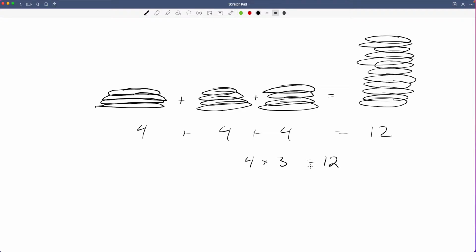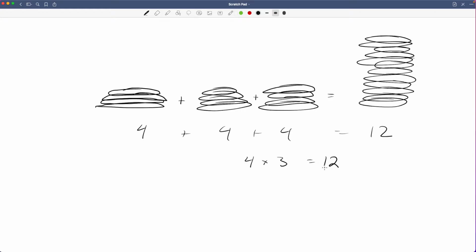The first factor is the number in each equal group, which is 4: 1, 2, 3, 4. And the second factor is the number of groups. We have 1, 2, 3 groups. So 4, 3 times, or times 3, is 12. So the number in each group times the number of groups equals the total. If we know the factors, we multiply to find the total.